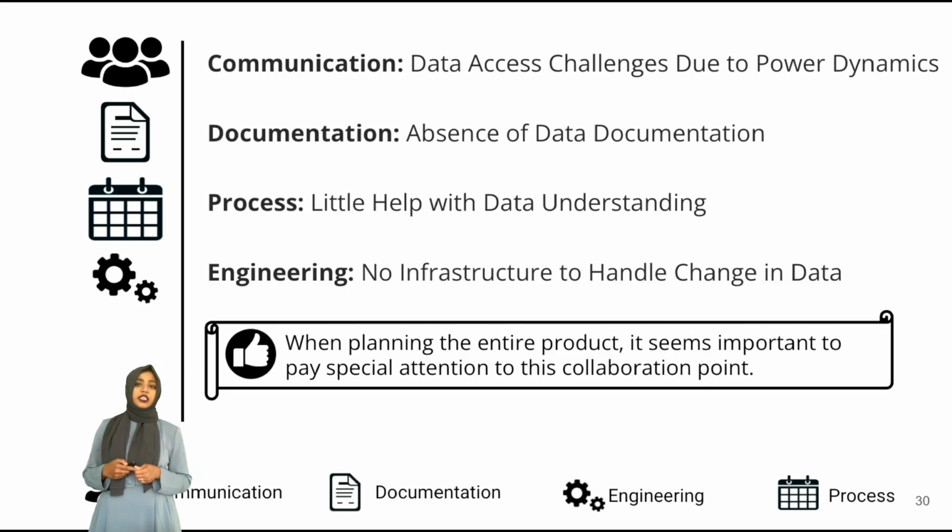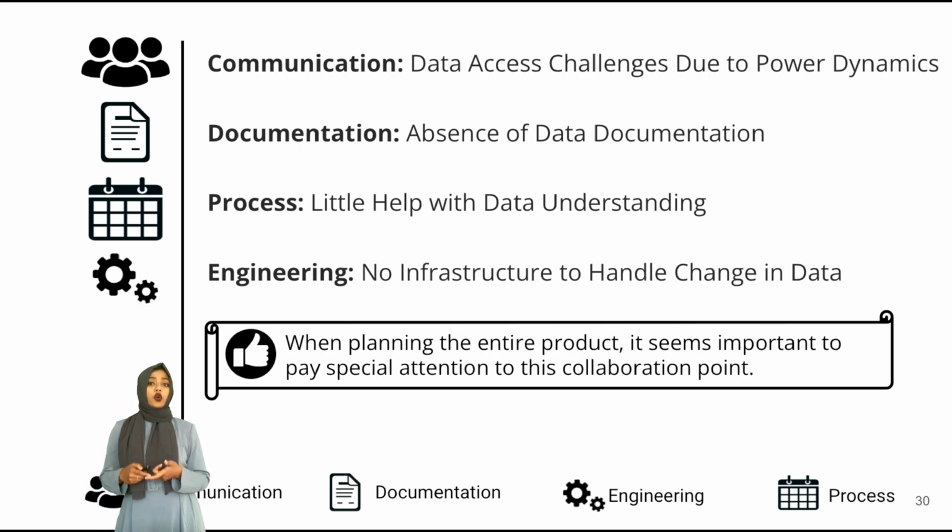So this kind of organization faces all these four theme challenges in its collaboration point. They have a problem of not getting access to data due to power dynamics. There is literally no documentation of the data which they can use to understand the data. No process to call for help for data understanding. And last but not the least, in case of changes in data, which happens quite often as many different teams use the same data source, there is no infrastructure to detect those unnoticed changes or handle them. So as you can see, we found a lot of complaints in this collaboration point on training data. And there are many more.